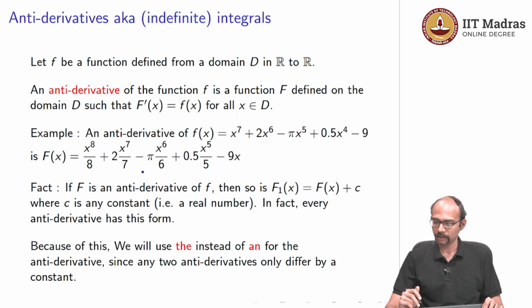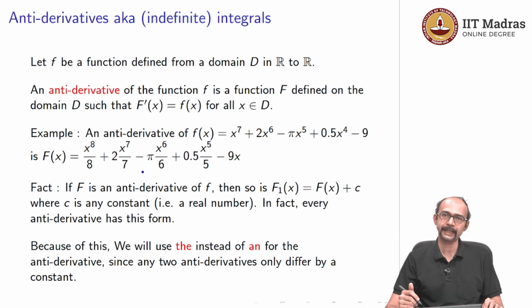So, because of this, we will use "the" instead of "an" for the antiderivative. When we say antiderivative, in principle we did not know before this that it is unique, and even if it is not unique, the only possible difference between two antiderivatives is that of a constant, and we will see that constants do not contribute for whatever we want this antiderivative for, and so we are going to say "the antiderivative" instead of "an antiderivative".